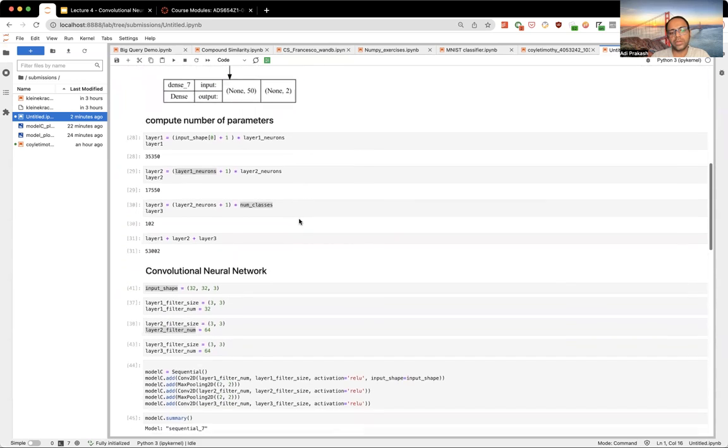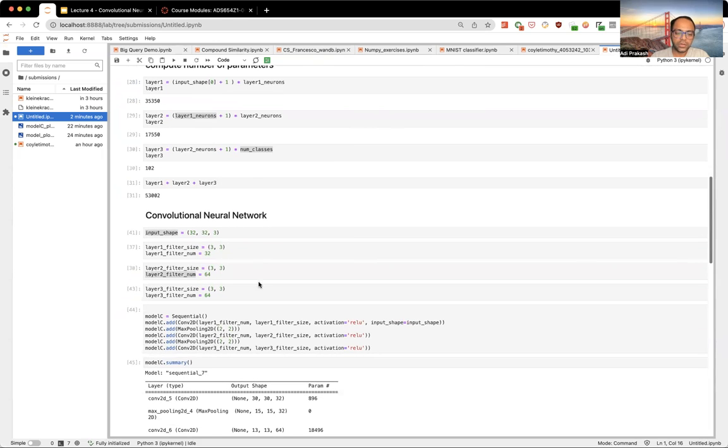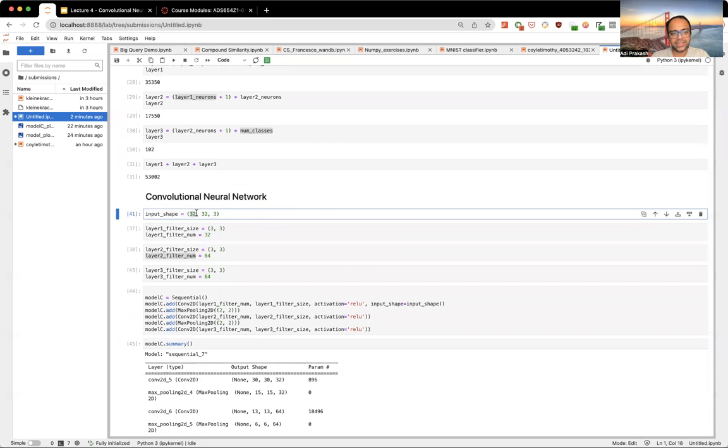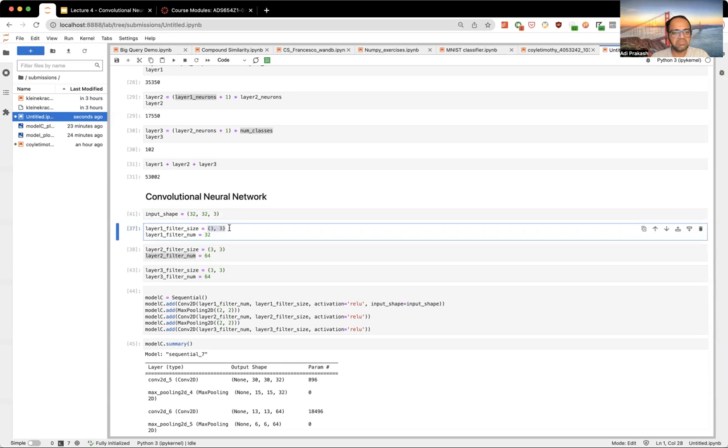Maybe convolutional neural networks are slightly harder, so let's try to make one. In the case of images, this is x, y, height, width, and the number of channels. So let's keep this fixed. Now, for each layer, you have to decide two things: what the size of the filter would be, which, if you have no idea, stick to 3x3 or 5x5, and how many filters you want to learn.